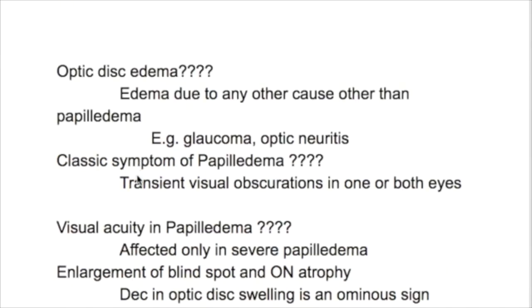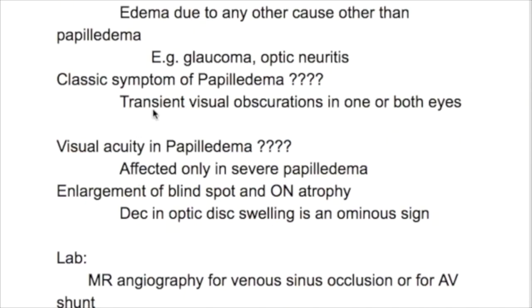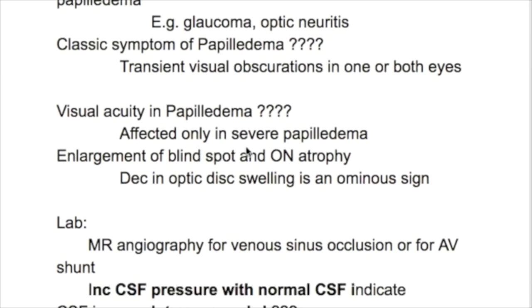What's the classic symptom of papilledema? Transient visual obscurations in one or both eyes. How about visual acuity in papilledema? Affected only in severe papilledema. If there is enlargement of the blind spot and optic nerve atrophy, and then if there is a decrease in optic disc swelling, then this is an ominous sign.